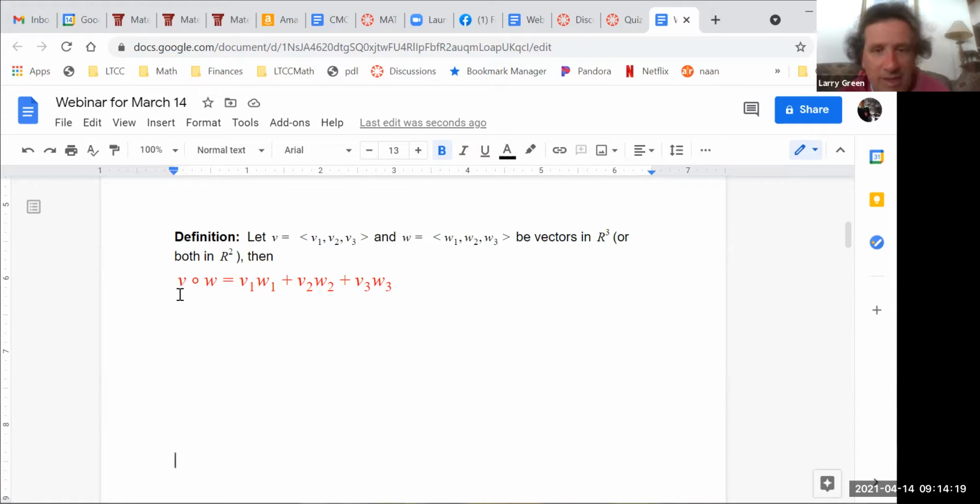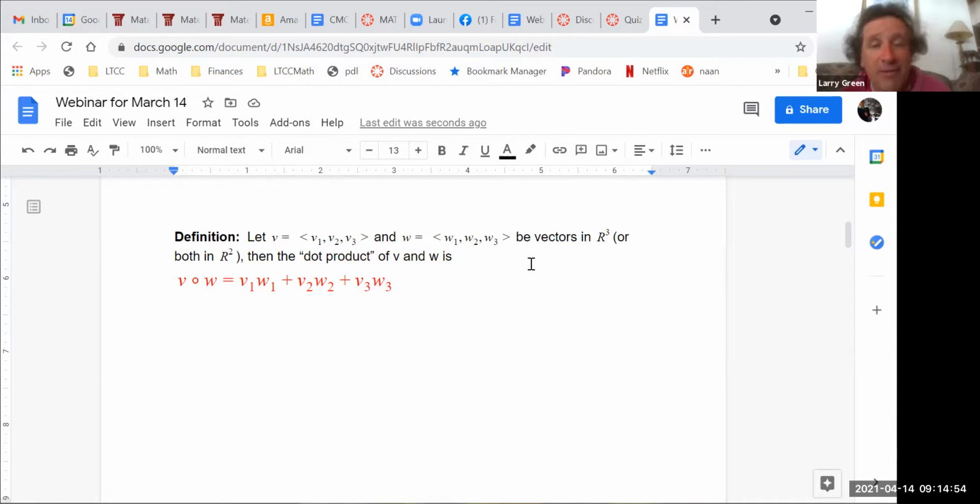We're going to say the dot product of V and W. So let me write that out. The dot product of V and W is V dot W. Do not say the word times because it is not times. V dot W is equal to V1 W1 plus V2 W2 plus V3 W3.